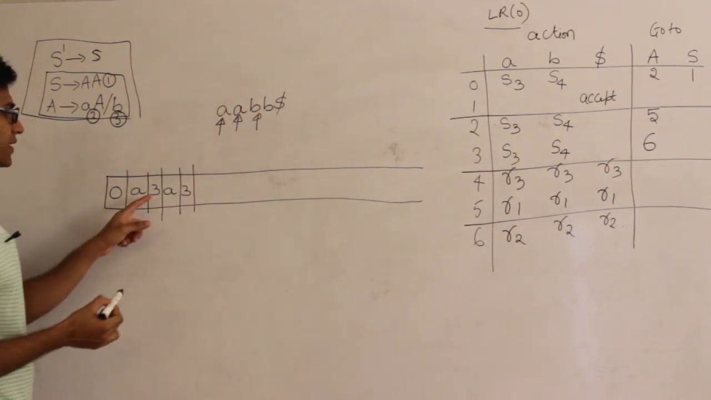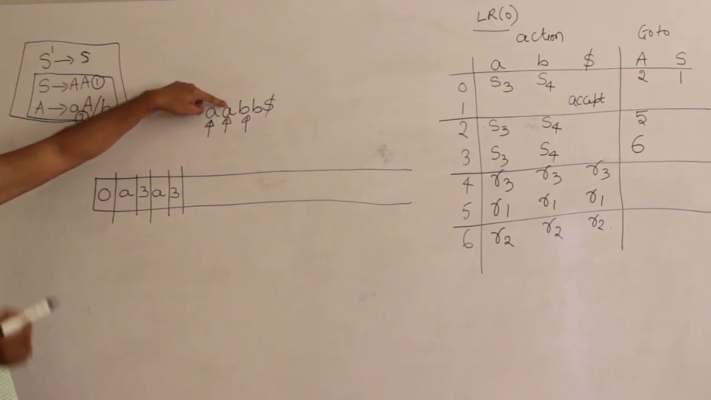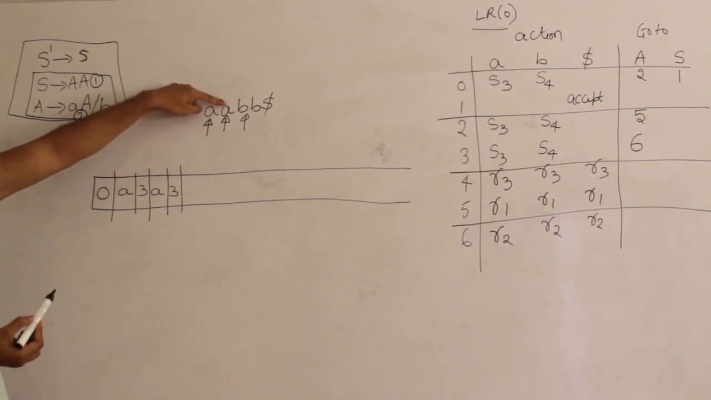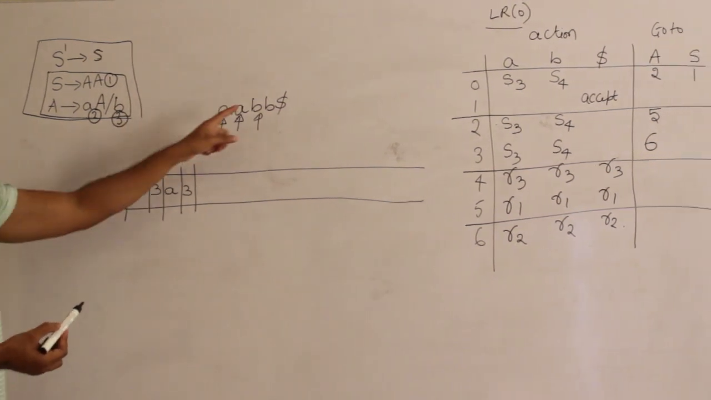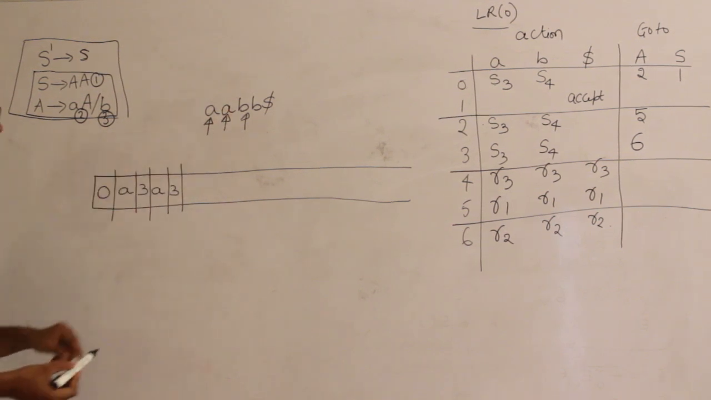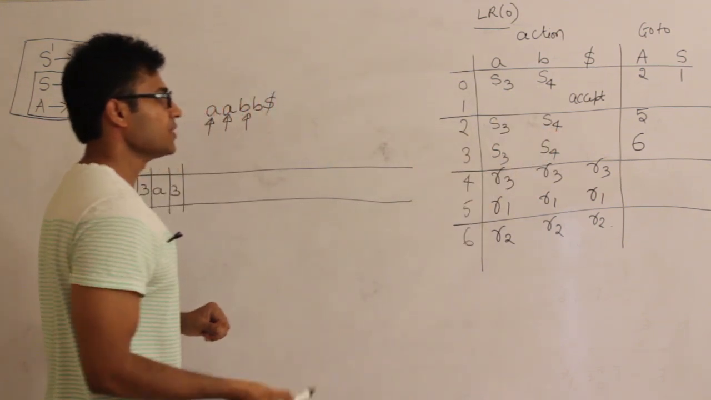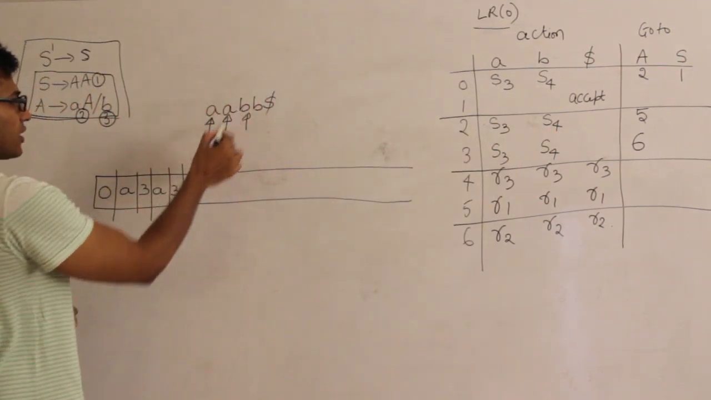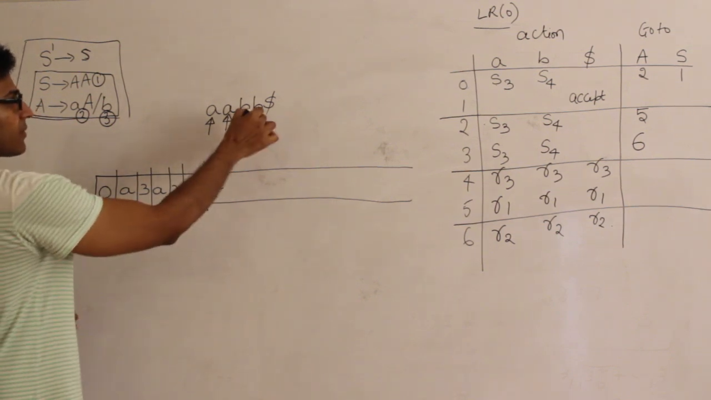What is happening is, here we are just remembering that we have seen a and we have seen one more a, and I didn't get any chance to reduce it, therefore you just remember them. That is why I am just remembering them in the stack. And now the top of the stack is 3 and the input is b, so 3 on b is S4. S4 means shift 4. Shift whatever is the symbol b and then you shift 4.